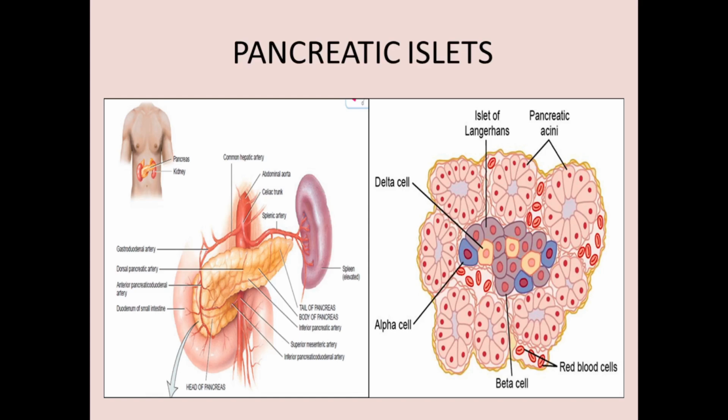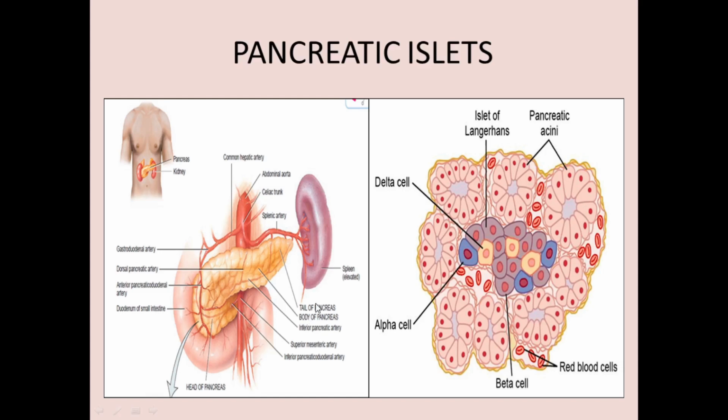It is located in the curve of the duodenum, and this pancreas acts as both an endocrine as well as exocrine gland. How does it look? It looks like a flat organ which consists of three parts: head, body, tail.